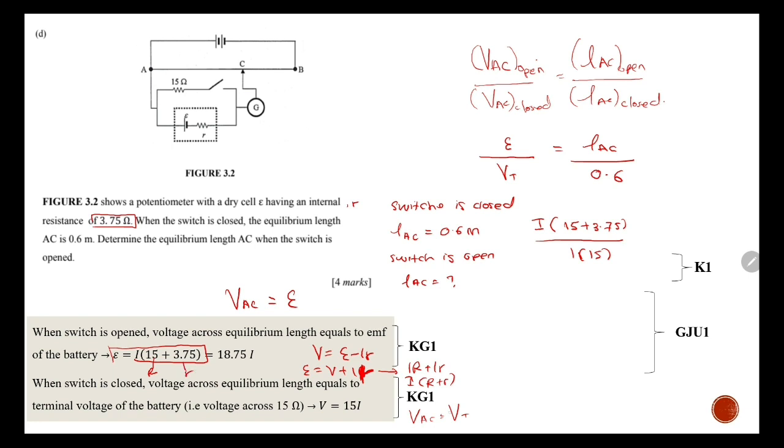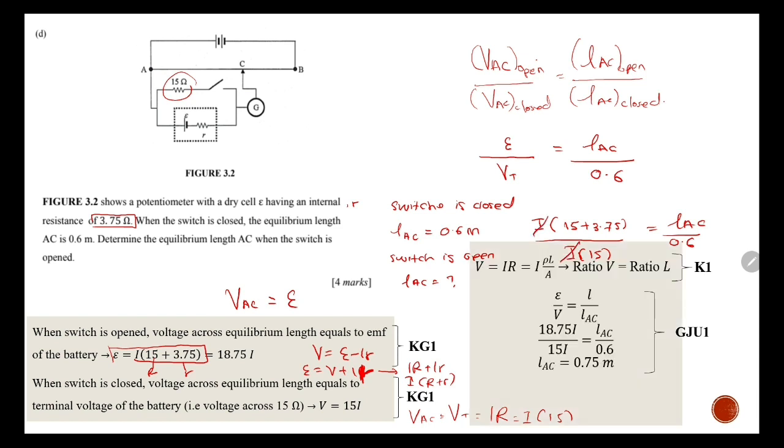For V terminal, it is equal to I times R total. So we will get I and also 15, the R total for the secondary circuit. So it is equal to length AC per 0.6, and you will get the value of length. Here we apply the ratio. The ratio will give you 1 mark. Then we get the calculated answer for the length, 0.75. You will get another 1 mark.